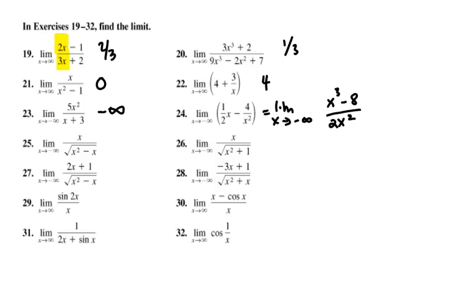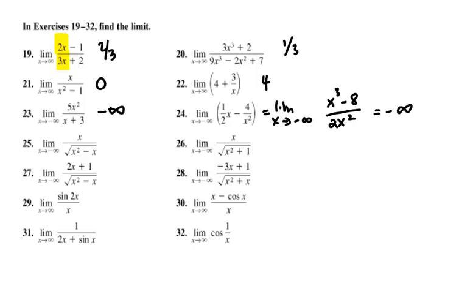Can we tell something about the direction? X is going to negative infinity, so it's a large negative number. X to the third will keep that as a negative number, so the numerator will be negative. The denominator, because it's squared, will be positive, and so that will go to negative infinity.